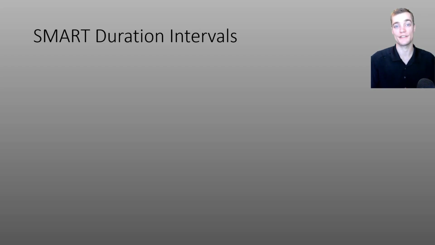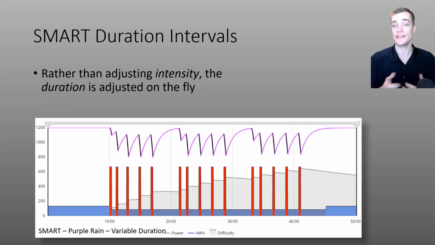The last type of Xert SMART interval I'd like to discuss are Xert SMART duration intervals. And as the name suggests, these work not by adjusting the intensity of an interval, but rather by lengthening or shortening it, depending on how you're performing. To demonstrate this, I have the SMART Purple Rain variable duration workout on screen.